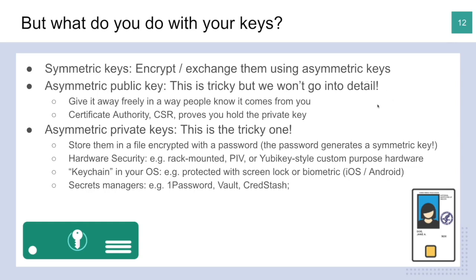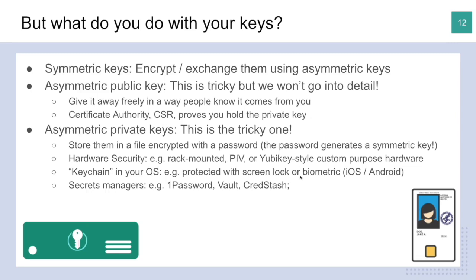Then for the public part of your asymmetric key, this is actually fairly tricky. We're not going to go into a lot of detail here, but think about the way PKI works. We can give those public keys away freely, but people have to know that it comes from you. And that's where integrity is very important. So we don't need to keep those public keys secret, but we need to trust who they're coming from. That turns out to be fairly tricky. And so we have these things called certificate authorities. We generate certificate signing requests. Generally speaking, what we're trying to do is prove that a trusted party holds the private key.